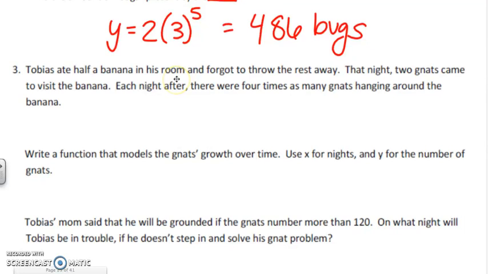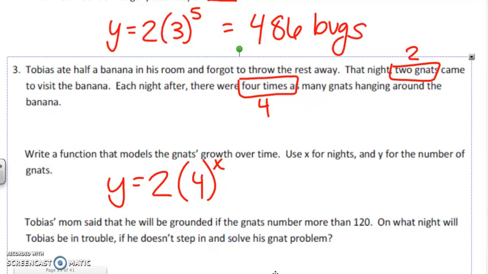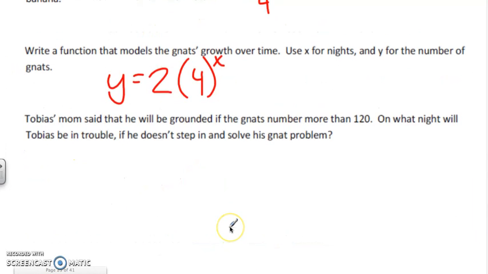Tobias ate half a banana in his room and forgot to throw the rest away. That night, 2 gnats came to visit the banana. Okay? So that's what we started with. We had 2 gnats to visit the banana. After each night, there are 4 times as many gnats. So that means my growth factor was a 4. Okay? So when I write my equation, I would have y equals 2 for the 2 gnats I started with, and then it 4 times bigger after that. Okay? And we are actually going to skip this problem down here. Okay? So I just wanted you to write the equation of that.